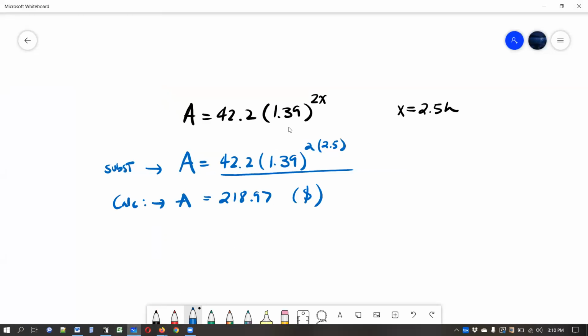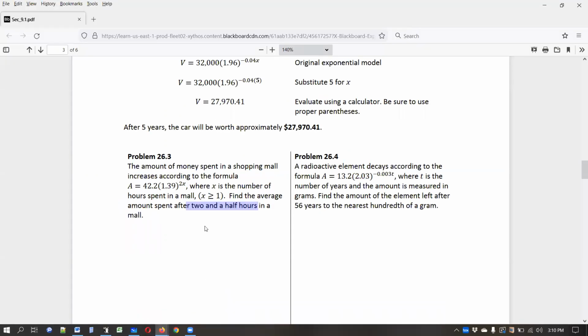Okay, so these problems at first are very straightforward. We are given the formula. We are going to be given a specific time where we have to evaluate the function. We make the substitution, we use the calculator. That's basically it for this first type of problem that you will see on an exam or the final.